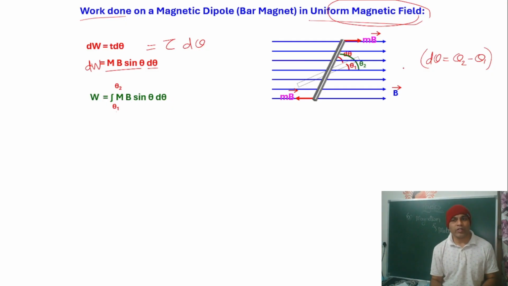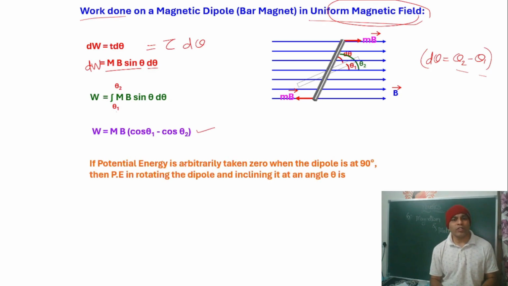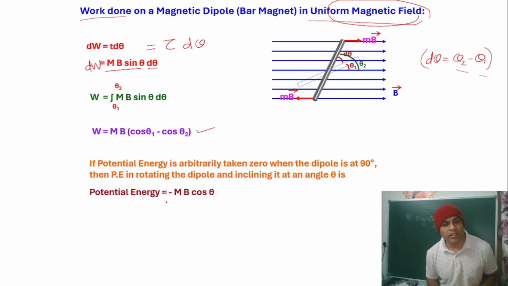So the work done is W = mB (cos theta 1 minus cos theta 2). If potential energy is arbitrarily taken as 0 when the dipole is at 90 degrees, then the potential energy in rotating the dipole and inclining it at an angle theta is U = minus mB cos theta, right?